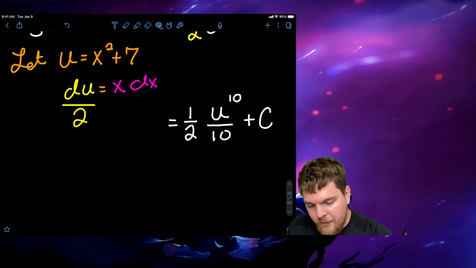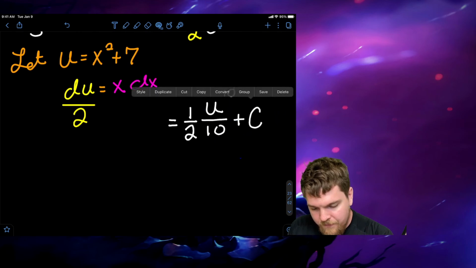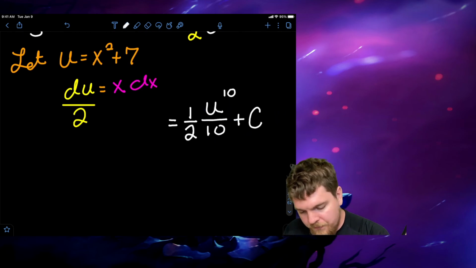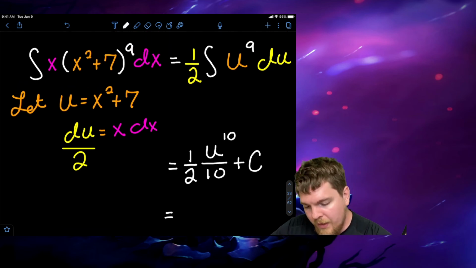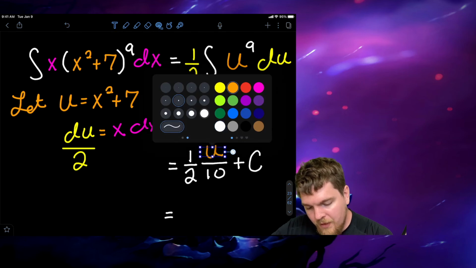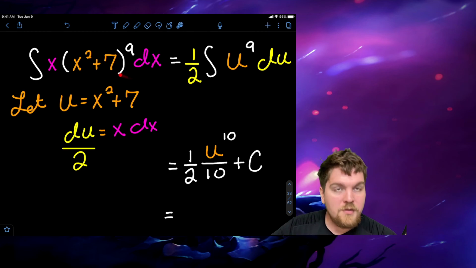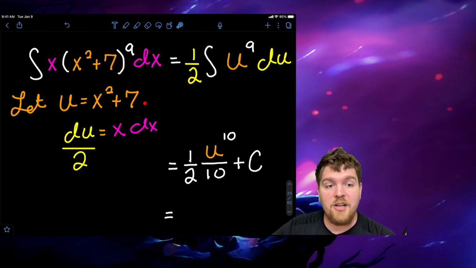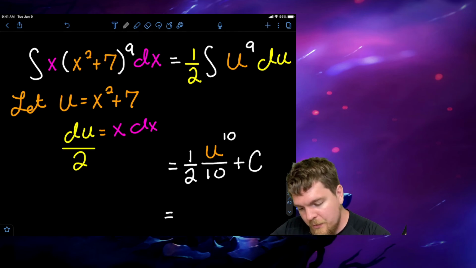Now, we can go ahead and clean this up just a little bit. So let's see what else we can do. Well, I have this 1 times u to the 10th. That's just going to be a u to the 10th. But what is a u? Well, remember, u was the first substitution that we made right here. So the very first thing we wrote down was let u be this x squared plus 7. So I'm going to go ahead and replace u with x squared plus 7.